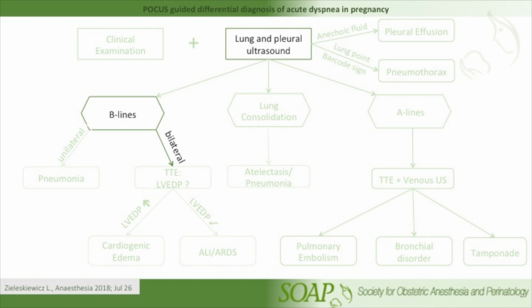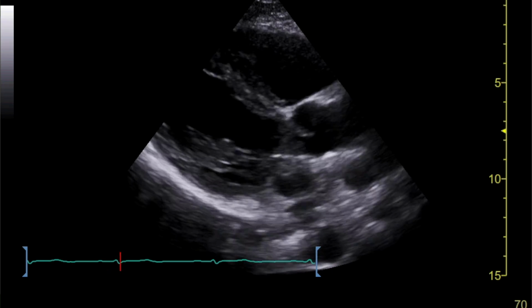Lung ultrasound is an easy, highly sensitive tool to detect increases in extravascular fluid early in the course of disease. However, in many cases, lung ultrasound does not allow differentiation between pulmonary and extrapulmonary lesions. Therefore, as a next step, we will perform a transthoracic echocardiogram, or TTE.